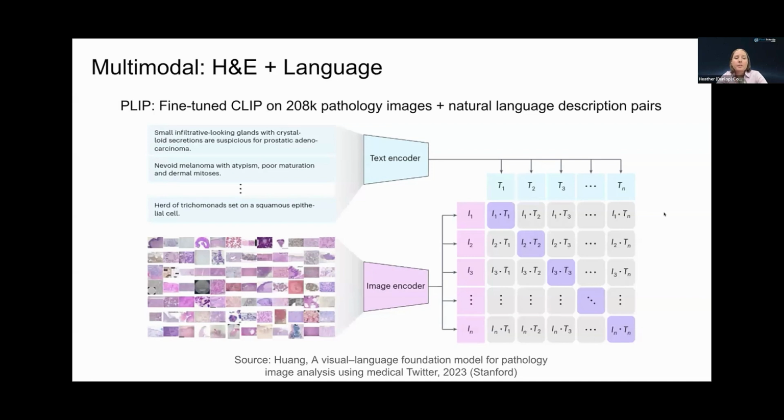The first one is in the multimodal domain, combining H&E histology with language. This is one of the first vision language models for pathology, called CLIP. And if you're familiar with CLIP, it's just a fine-tuned version of that using 200,000 pathology images and natural language description pairs. So that's one of the first multimodal models in this area.